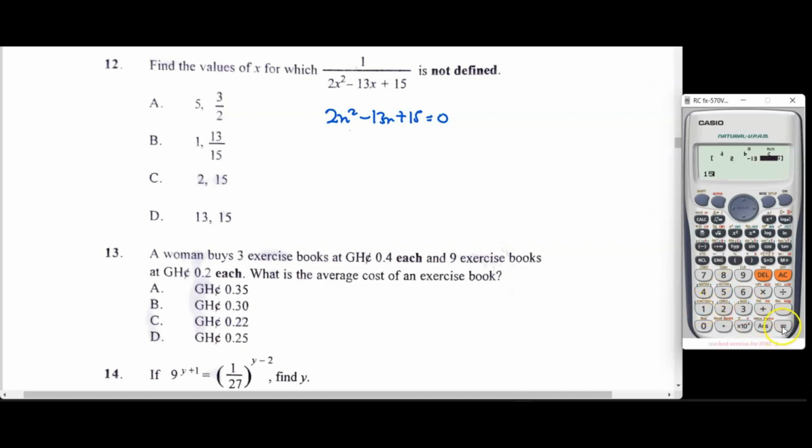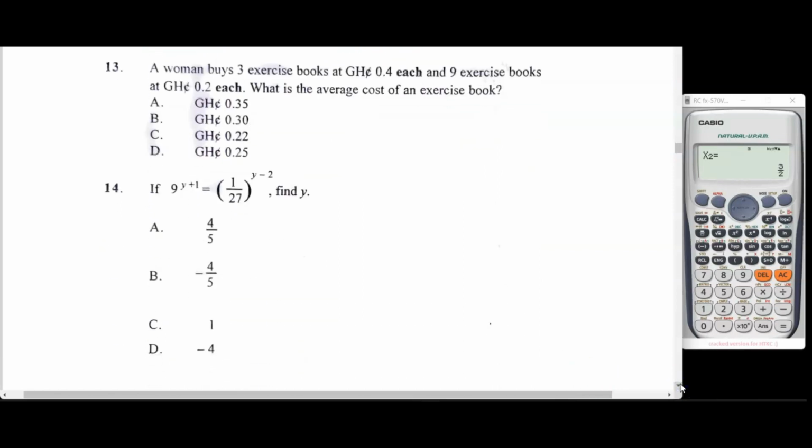You just make your correct inputs, and then finally the value is 5, or the value is 3 on 2. So that is x is equal to 5 or 3 on 2. That will make this statement not to be defined. So the possible answer is that. We go to the next question, number 13.